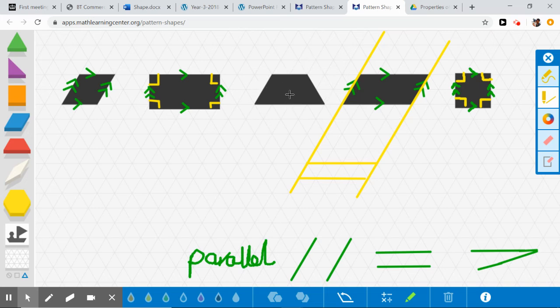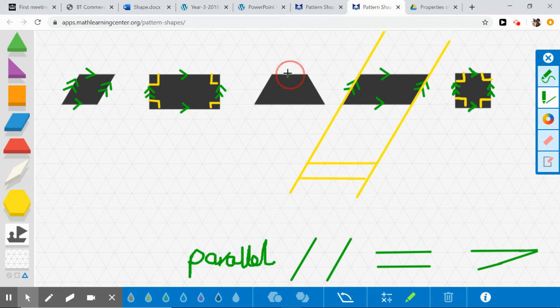And next, we've got this shape. This is a trapezium. The difference between a trapezium and a parallelogram or a rhombus is the fact that it's only got one pair of parallel sides. Can you figure out which sides are parallel? Is it these two sides, or is it these two sides? So left and right, or top and bottom? If you said top and bottom, you are correct.